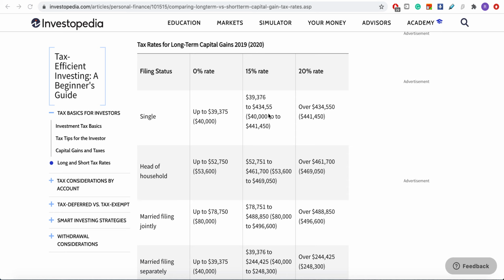So that's an advantage of holding any stocks or even options for the long term, more than a year. So you bought today and you sold at least a year later or more. That's long term, right? 0%, 15%, and 20%, depending on where you are in this bracket.